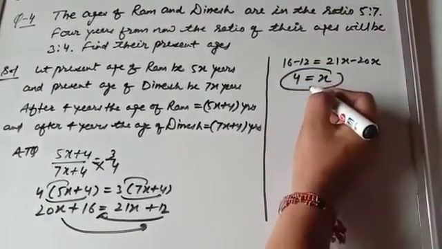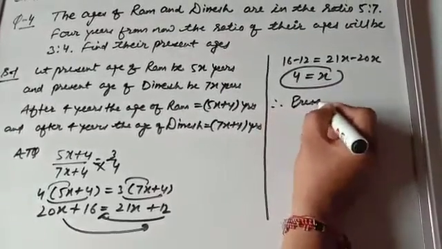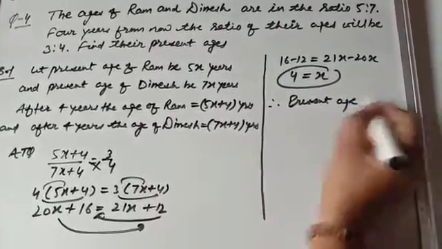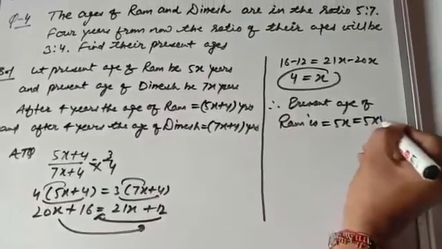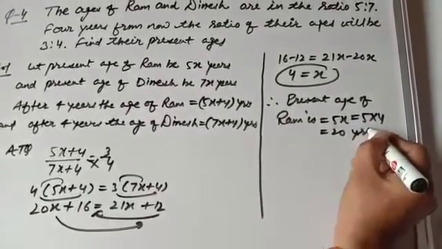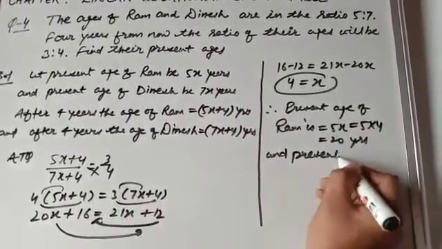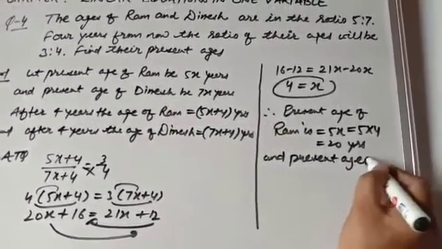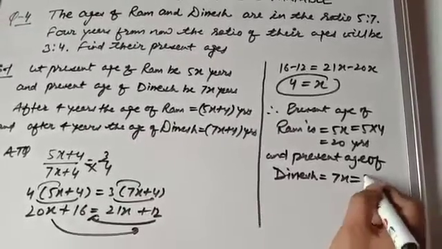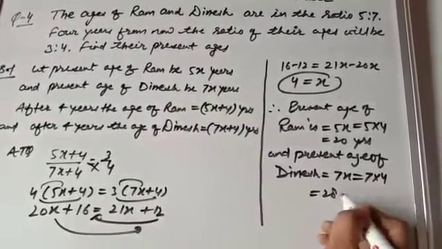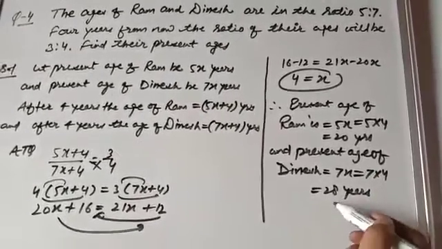Now we have to find the present ages of Ram as well as Dinesh. So therefore the present age of Ram is equal to 5x. 5 into 4 is equal to 20 years. And the present age of Dinesh is equal to 7x. 7 into 4 is equal to 28 years. So the present age of Ram is 20 years and the present age of Dinesh is 28 years.